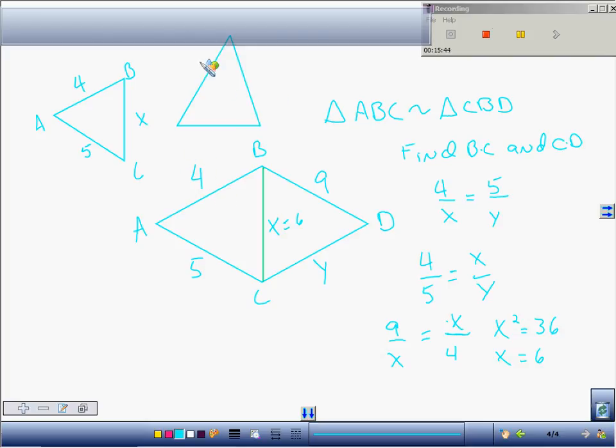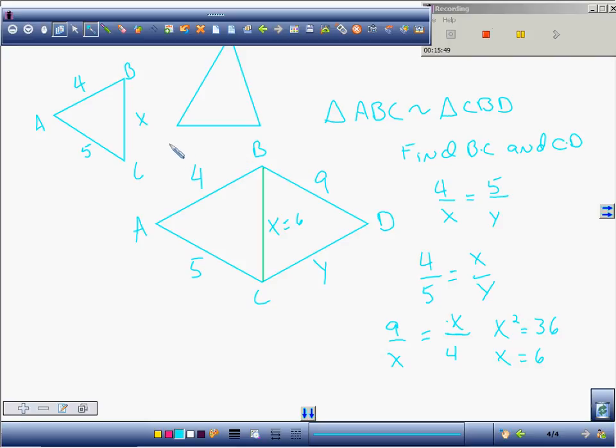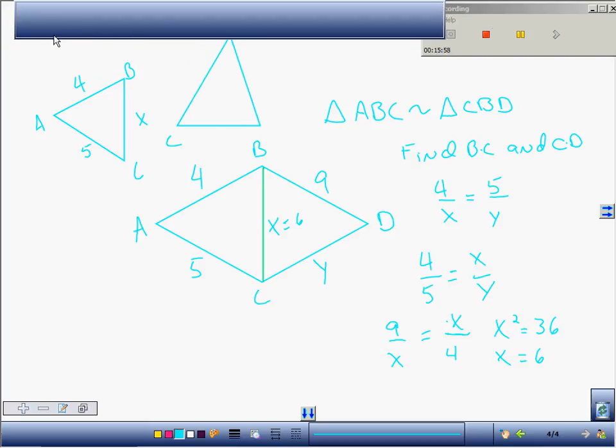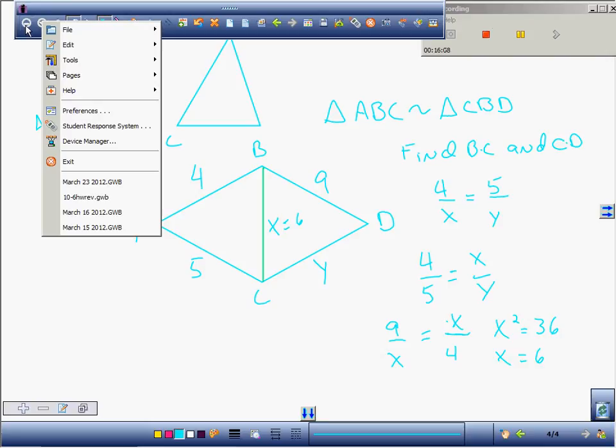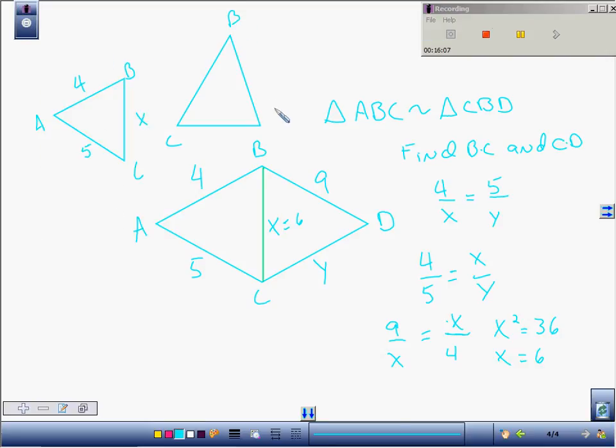Where this is A, B, C. So this would be C, B, D. See? CBD goes with ABC. So this side, CB, if you look at the picture, is X. See? And BD is 9, and CB is Y. So then using that, I can set up my proportions maybe more clearly.